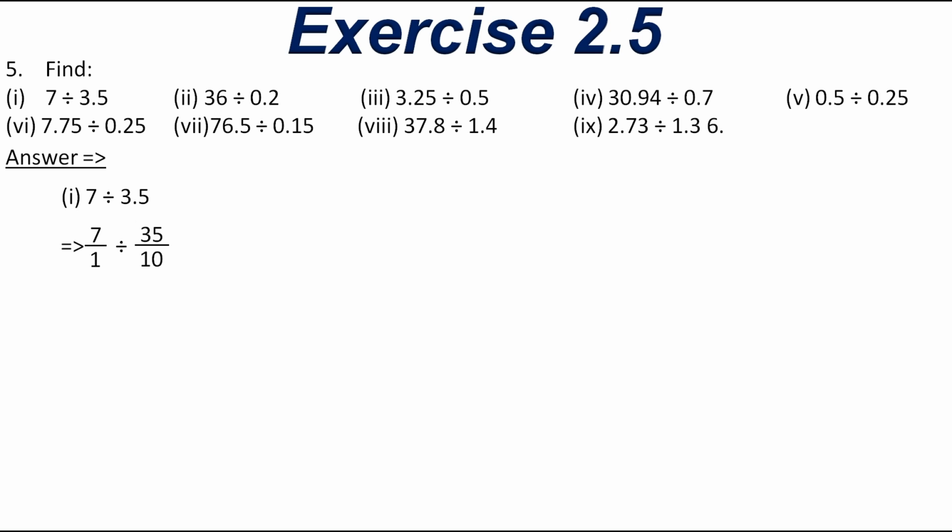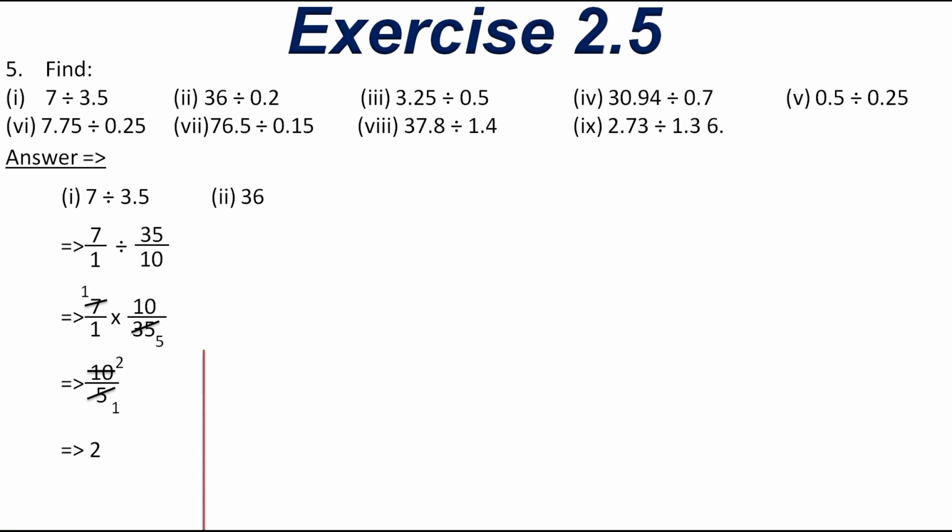Now as we have a division sign in between, we have to write the reciprocal of the second number and change the sign to multiplication. So this will become 7 upon 1 multiplied by 10 upon 35. Now here 7 ones are 7, 7 fives are 35. So 1 tens are 10 and 1 fives are 5. Now again we can divide it: 5 ones are 5, 5 twos are 10. So I got the answer as 2. Okay.